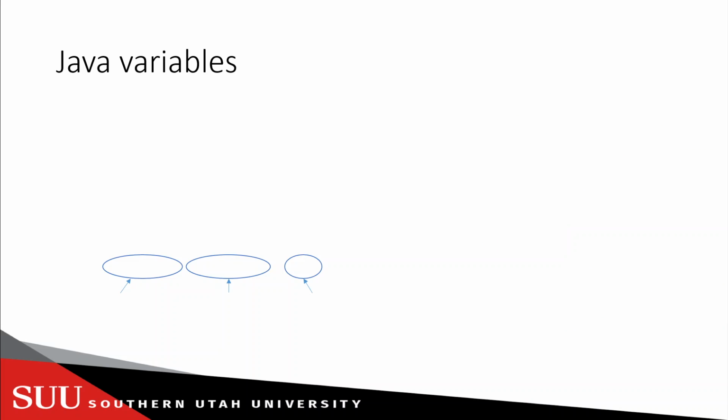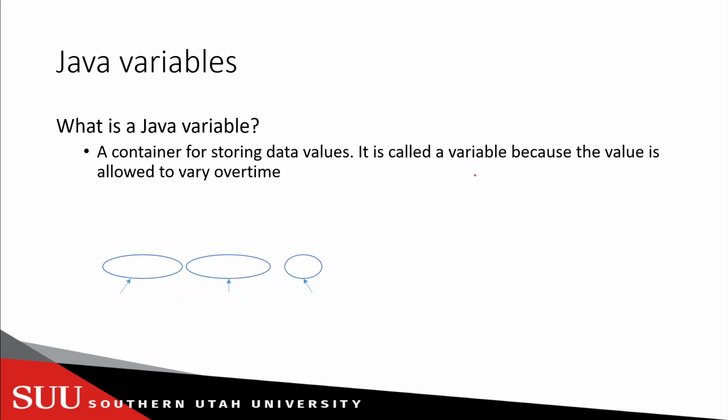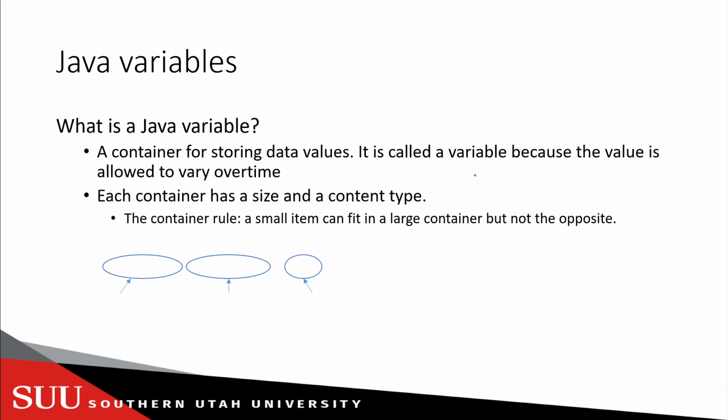Now let's talk about variables. What is a Java variable? A Java variable is nothing but a container to store data values. It's called a variable because its value is allowed to vary over time. Each container has a size and a content type, or as we can say, a size and a shape. And again, the container rule: a small item can fit in a large container, but not the opposite.